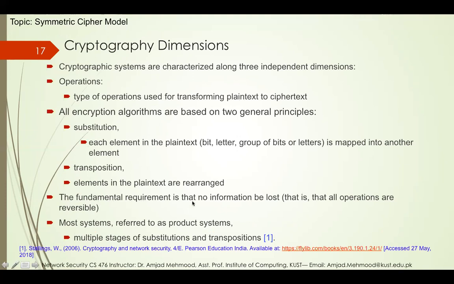The fundamental requirement is that no information will be lost. That is, all the operations are reversible. Most systems are referred to as product systems, where multiple stages of substitution and transposition are performed. For example, one time you perform substitution, and next time you perform transposition. So this is called multiple stages of substitution or transposition.